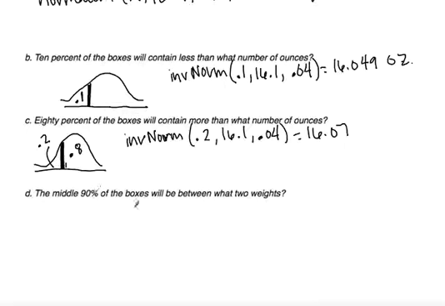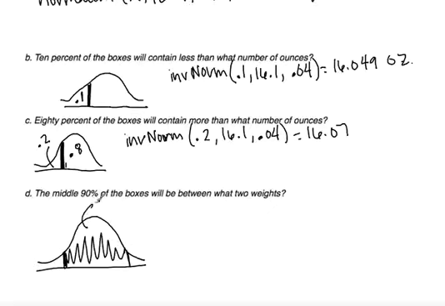D says the middle 90% of the boxes will be between what two weights? So if you have this, the middle 90% means that you are looking for this. This is what you have. So you are trying to find here and here your lines. The area here would be 5%, and the area here would also be 5%, because altogether it's going to give you 100%.